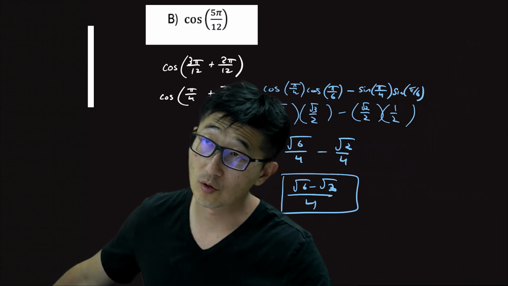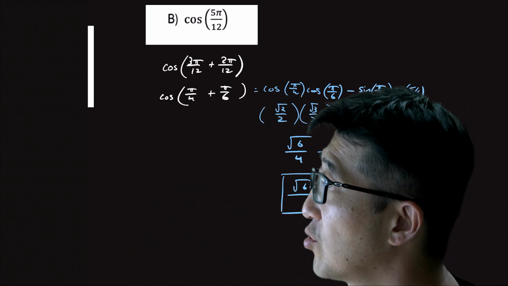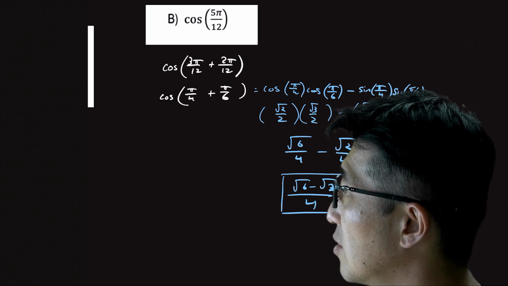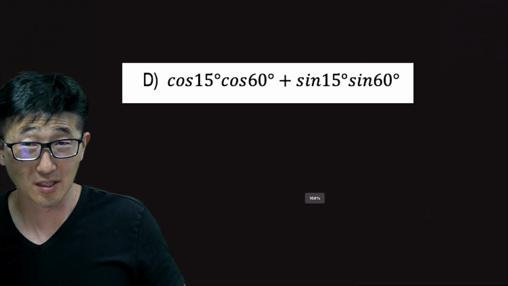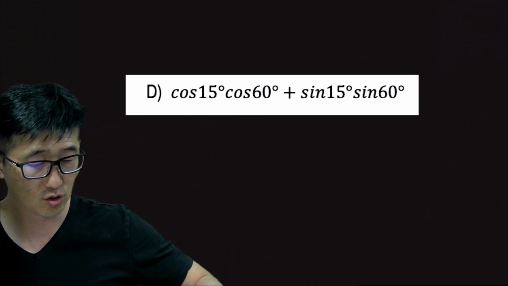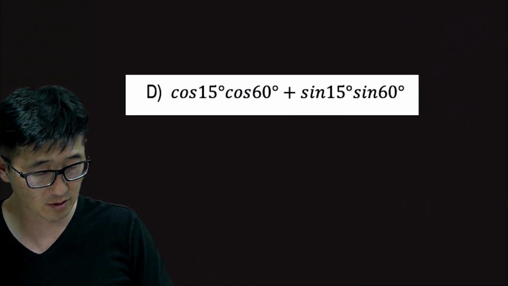You're going to try letters C, D, and E by yourself. Actually, I'll do one more. E is just working backwards. You notice that this is cosine, cosine, sine sine. So it's referring to which sum and difference formula?